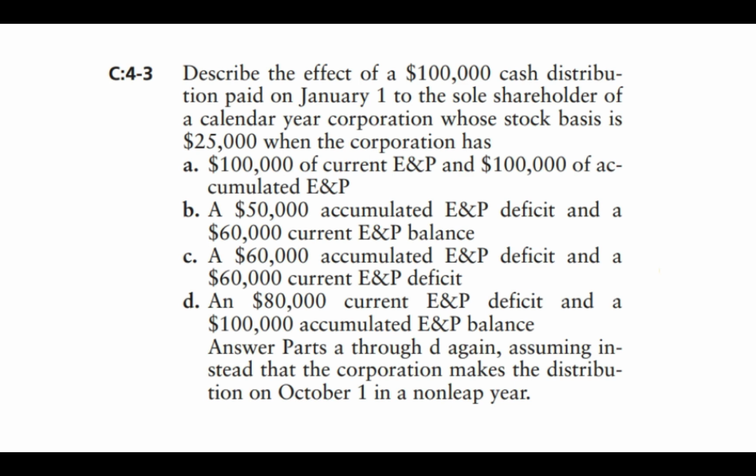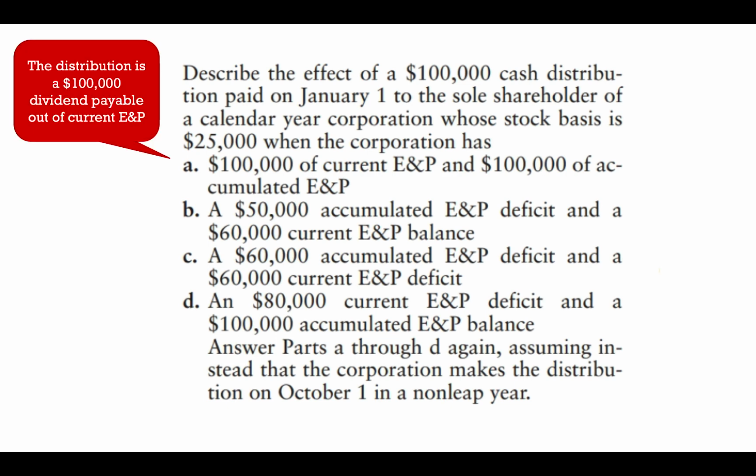So again, my distribution was $100,000. And we know Section 316 says a distribution is a dividend to the extent of earnings and profits. And we start by allocating the dividend to current earnings and profits. So in Part A, it's a dividend. The distribution is a $100,000 dividend, and it's taken out of current earnings and profits. We start there.